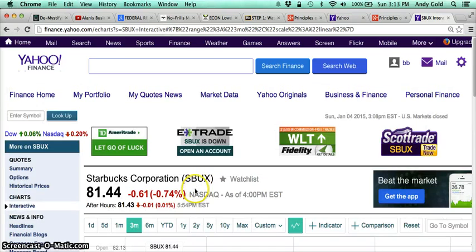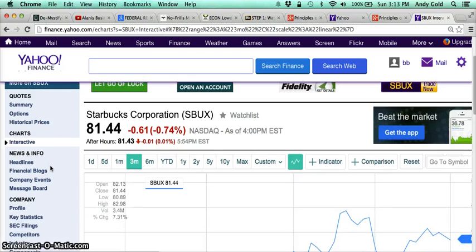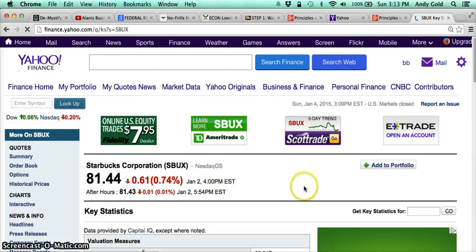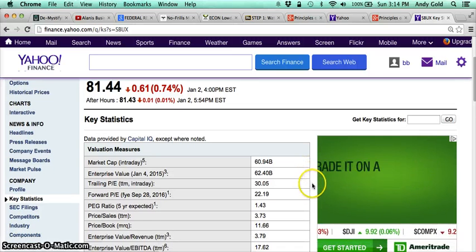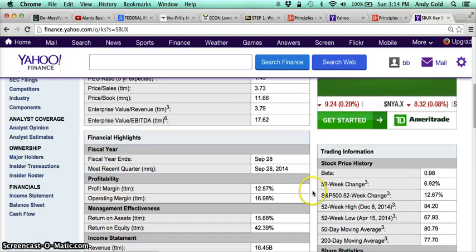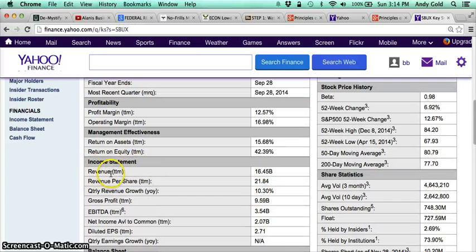And then the other thing this website does is on the left-hand side, there's a whole menu of different information sources that you can access. So I'm going to go to key statistics here. Let's hop into key statistics. And in the key statistics, you'll see a lot of information about the company, including the company's profit margin here, including the company's total revenues, which is the total dollar amount of coffee and other stuff that Starbucks sells.